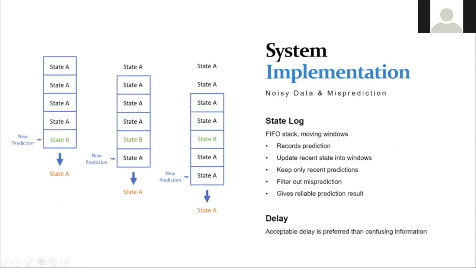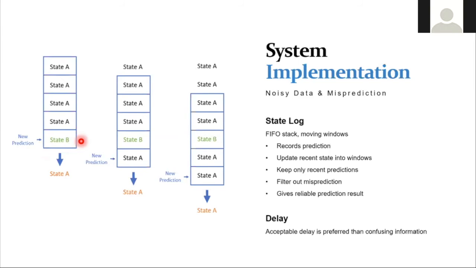Moreover, the problem of noisy data and missed predictions is unavoidable under any situation. If every prediction is counted and shown to the user, that could cause confusion. Thus, we added a state log to improve the performance. It's like a first-in, first-out stack that works like a moving window. For example, as shown in this picture, if a new prediction of state B is a misprediction, instead of showing it directly, we put it into the state log.